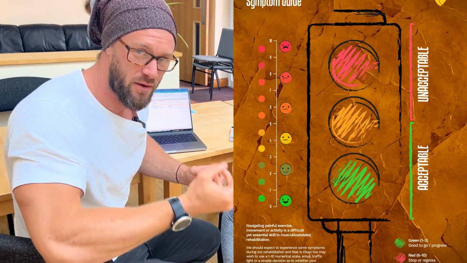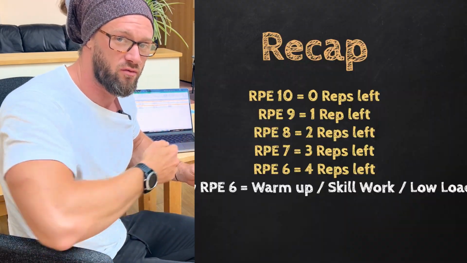The next thing is Jackie's going to go and train, and to actually capture the notes using the traffic light analogy and tracking her rating of perceived exertion. That's the next skill set.